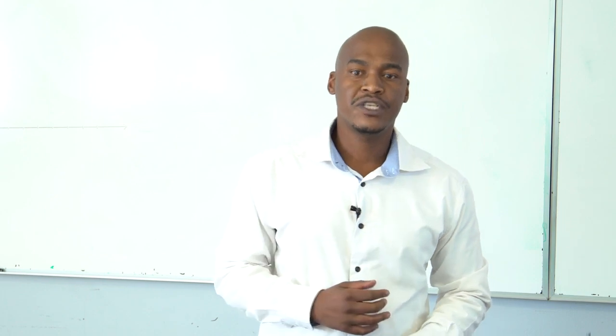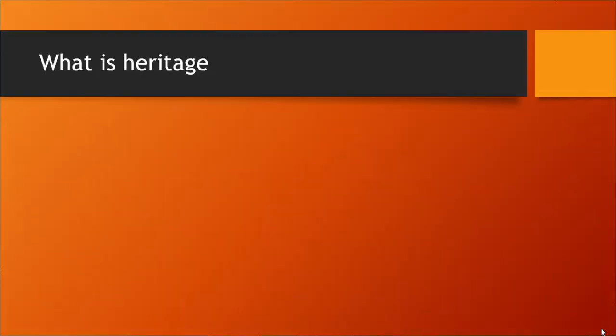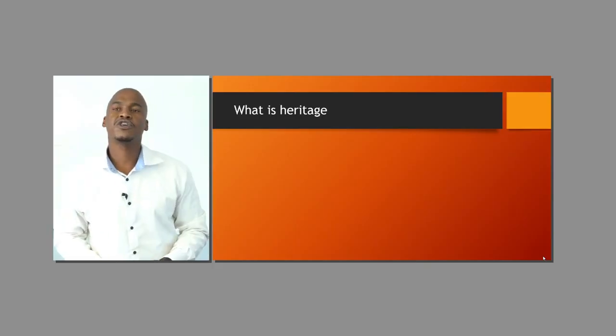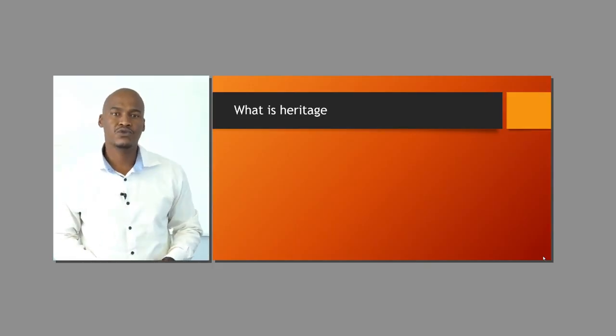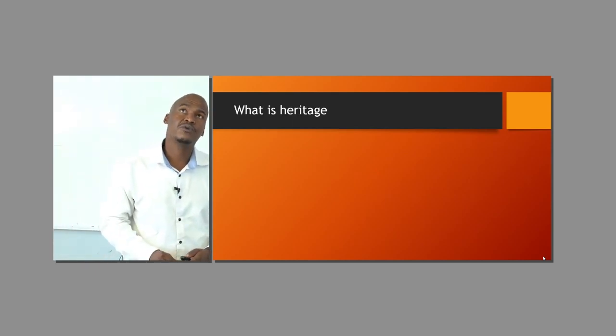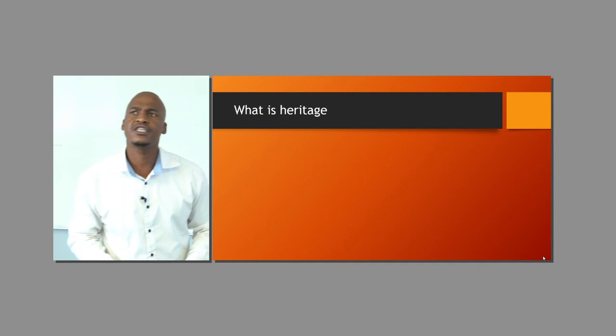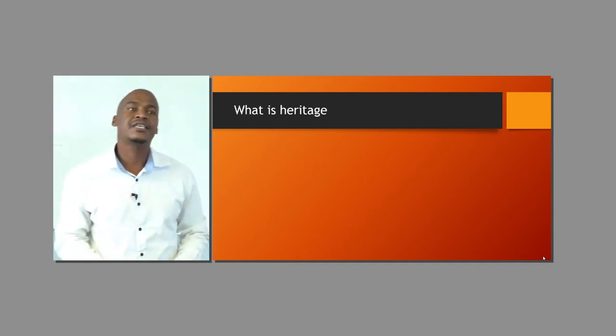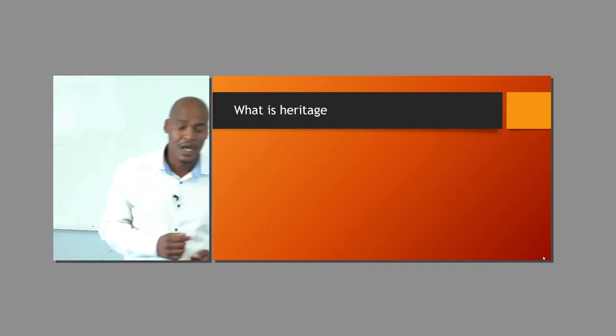So the first thing that we need to look at is what heritage is. As we may all know, as level 3 students, we came to terms with the definition of heritage in level 2, and we basically described heritage simply as something that reminds us of where we come from.